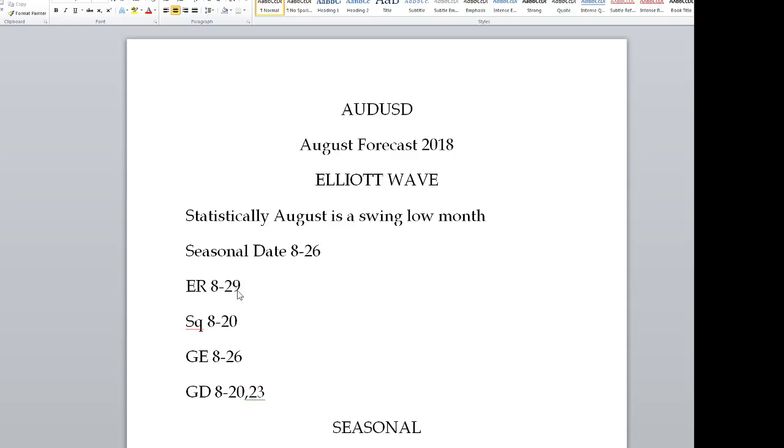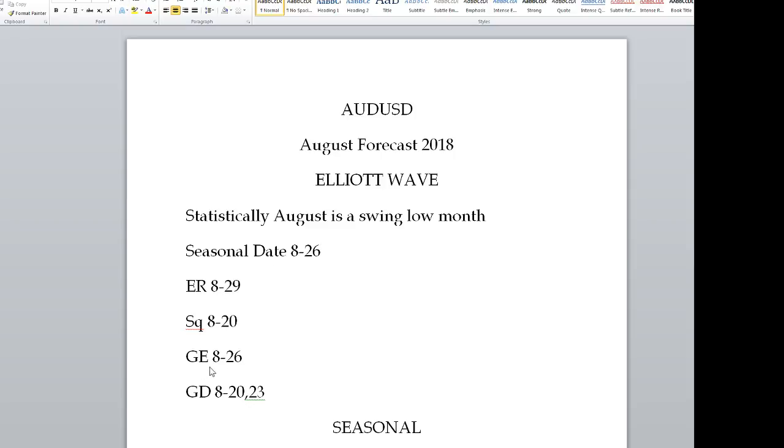This is another calculation I have, and it shows that it could be a possible the 29th, which is a Wednesday. This is squaring. So we have a date for August 20th, which is a Monday. You want to jot that down. Looking at price action, let's see how it goes towards these dates.